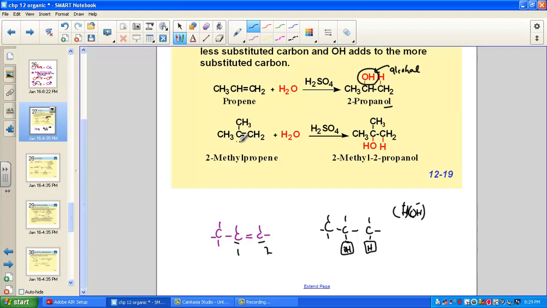Here we have an example, the carbon-to-carbon bond. Adding water, notice that it's always catalyzed by an acid. HOH, the hydrogen will attach to the carbon with more hydrogen. This carbon will receive the OH. We have 2-methyl-2-propanol. On the second carbon, there's a methyl functional group and the alcohol functional group, the OH.